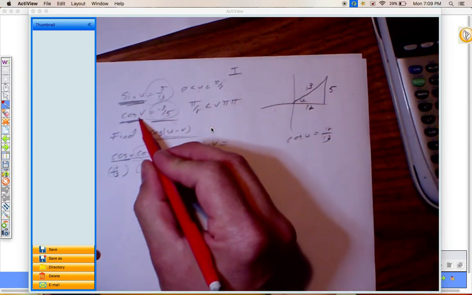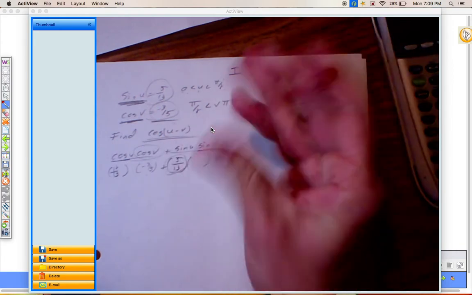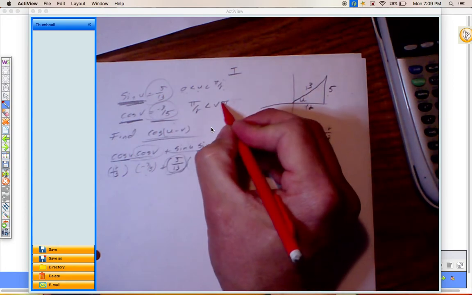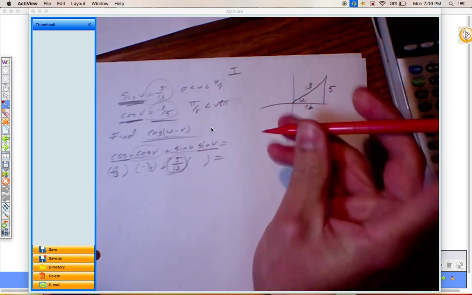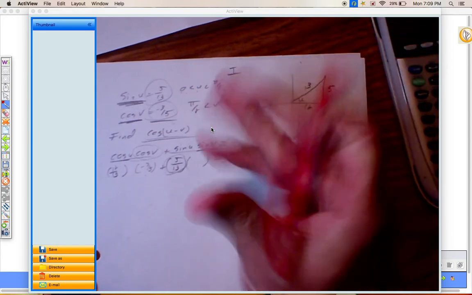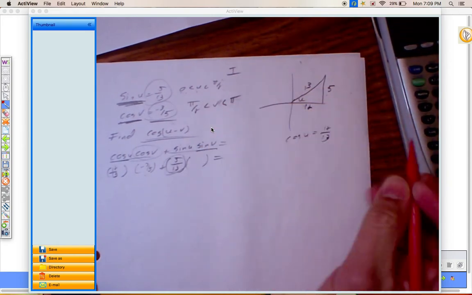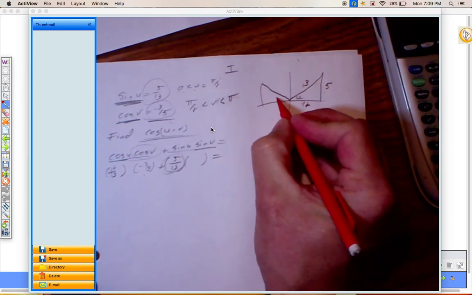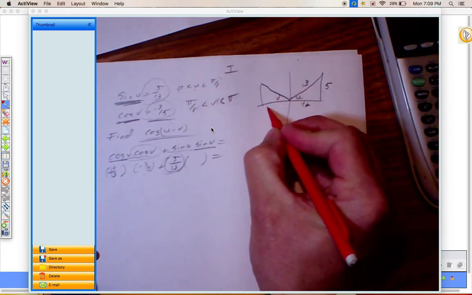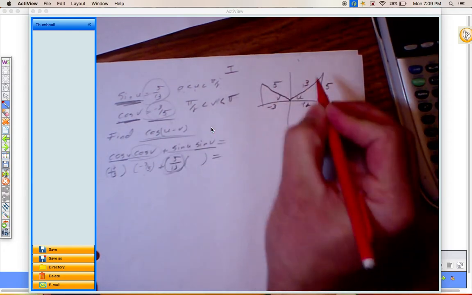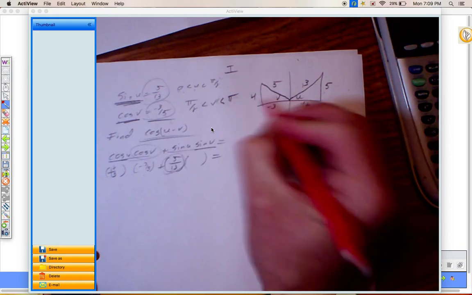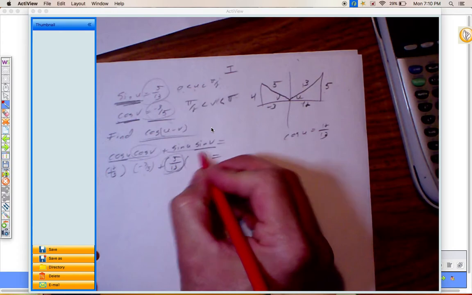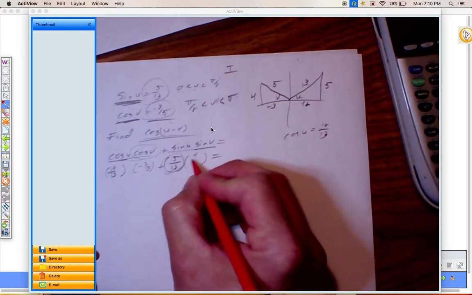Now my V angle is between pi over 2 and pi, which means my V is over here in the second quadrant. This is my angle V, and I know this time my adjacent is negative 3 and my hypotenuse is 5. The Pythagorean theorem gives me my opposite being 4, giving me my sine of angle V to be 4/5.